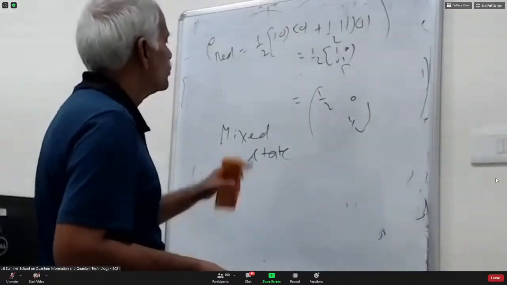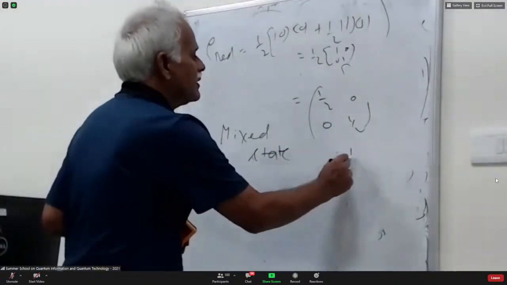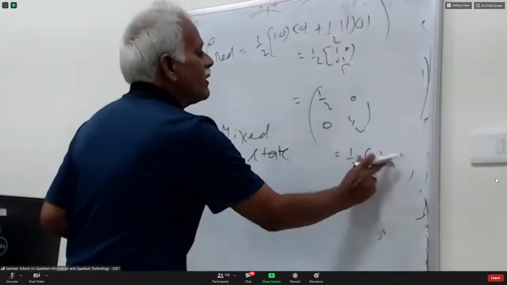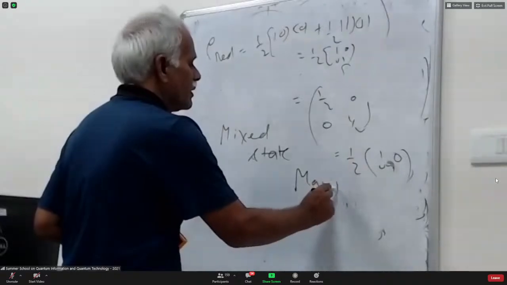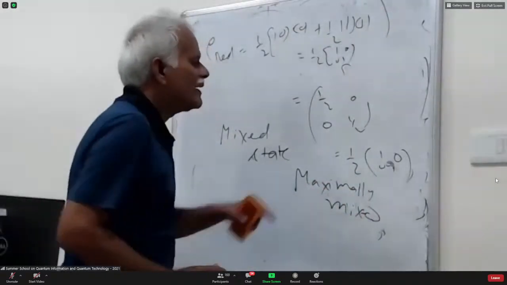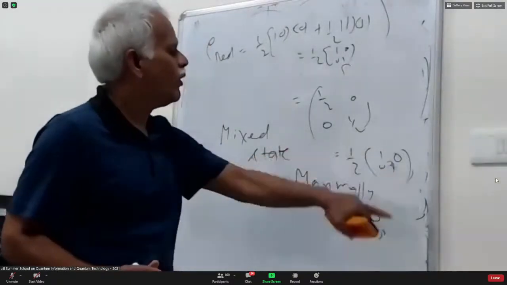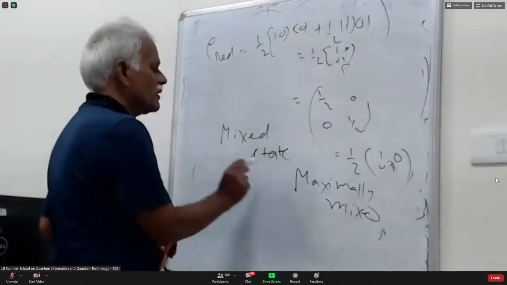The rank is now 2. Okay. And it is maximally mixed. Why maximally mixed? Because it is the identity. No preference. All the diagonal entries are equal. Maximally mixed: mixed and maximal.